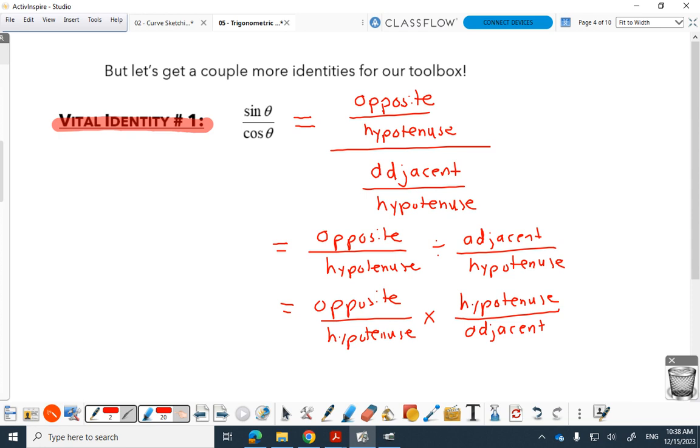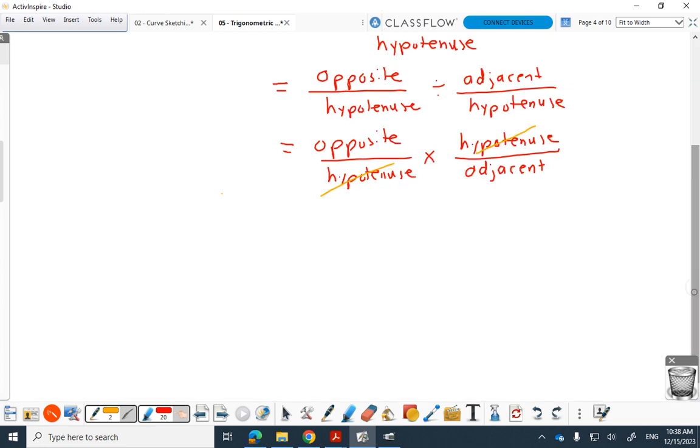I'll change to cancellation gold. Can you see the cancellation? Whoop, whoop. The hypotenuses cancel, and I'm left with opposite over adjacent. If I need to scroll back up, let me know.